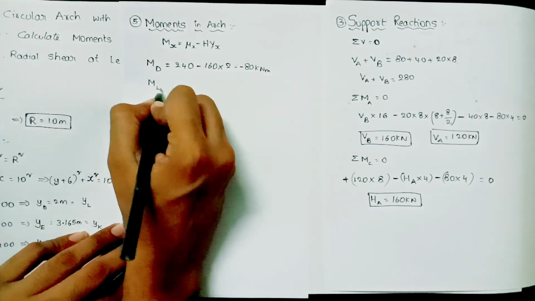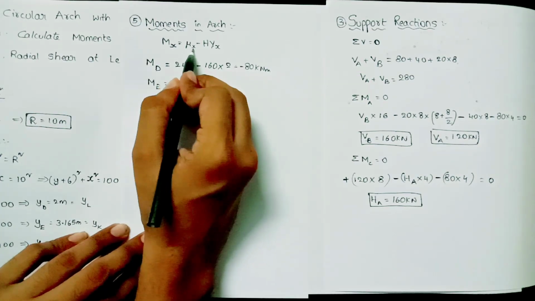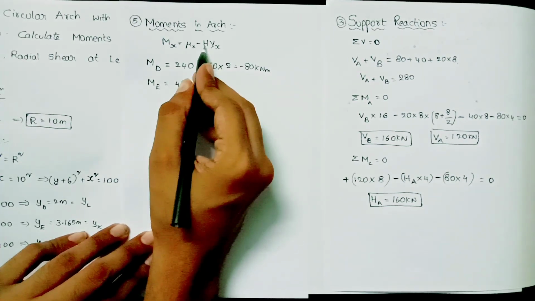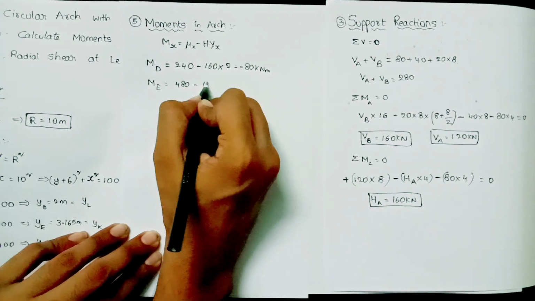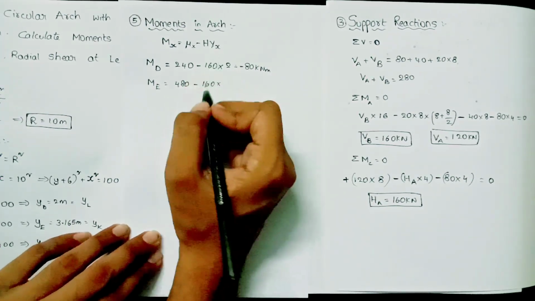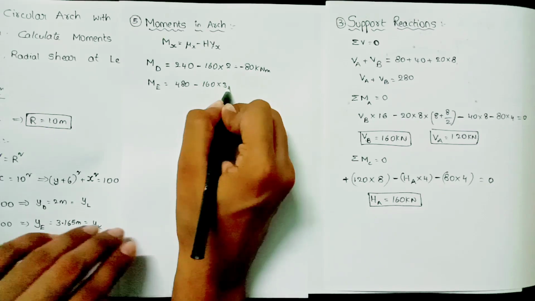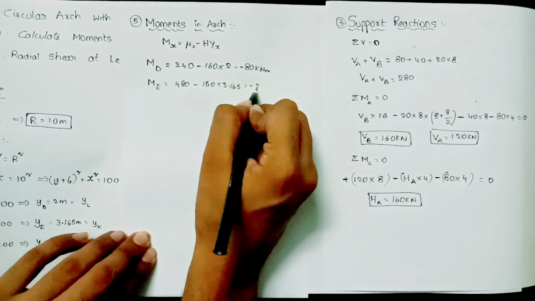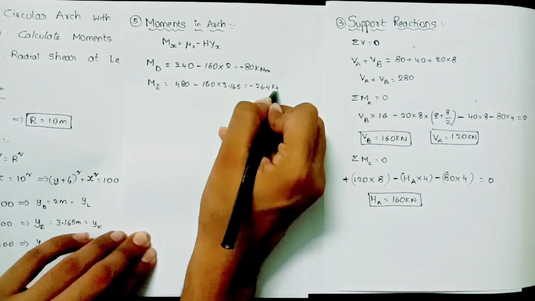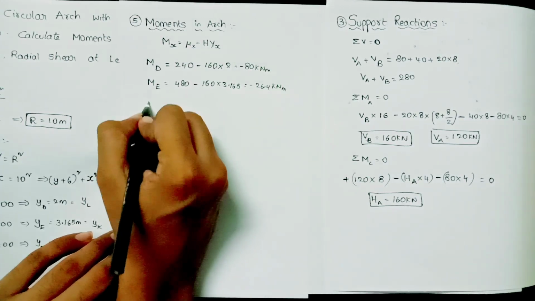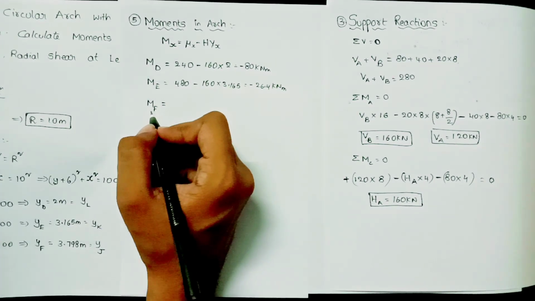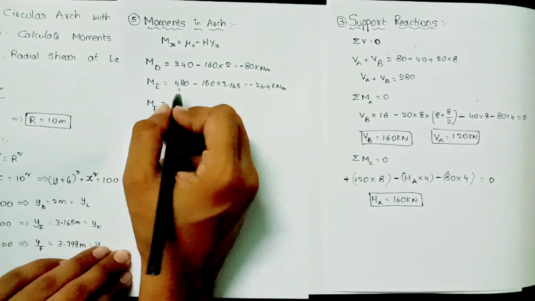Now ME equals MuE value is 480 minus horizontal reaction, which is 160, into yE value, which is 3.165. So it is minus 26.4 kilonewton meter. Now MF value. So simply we are calculating the moments at various points which are given in the arch.